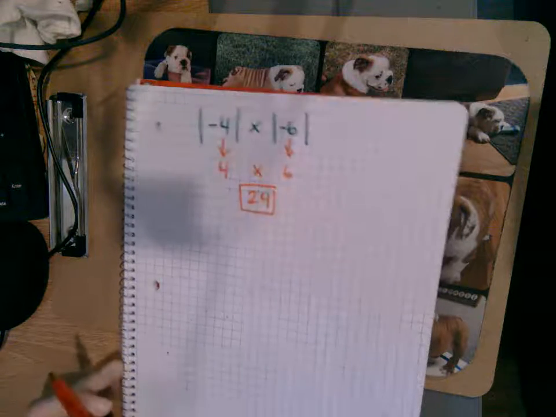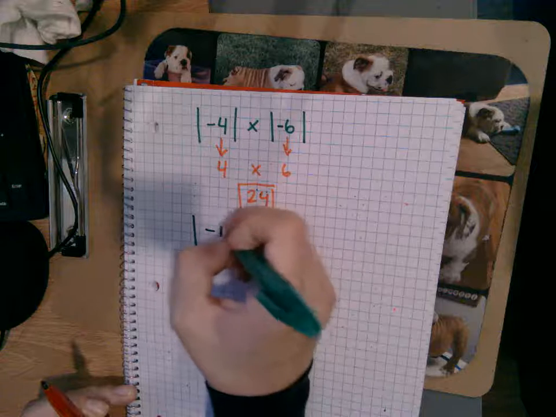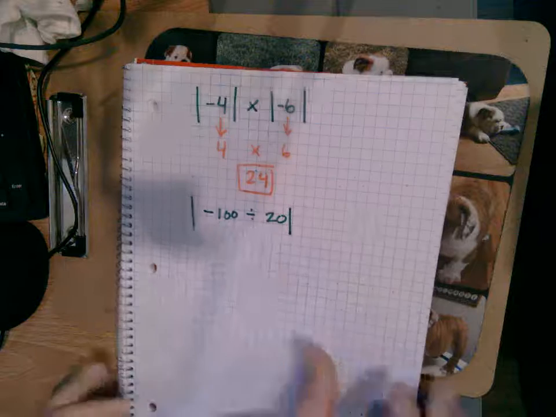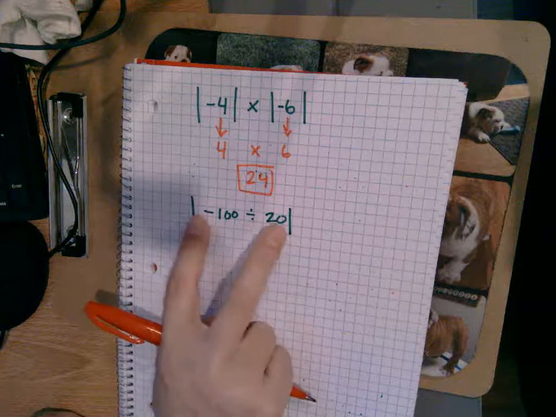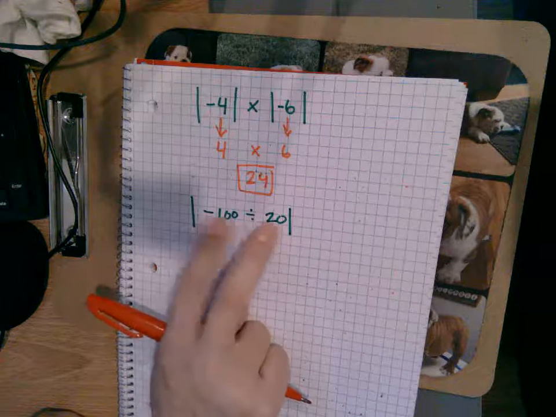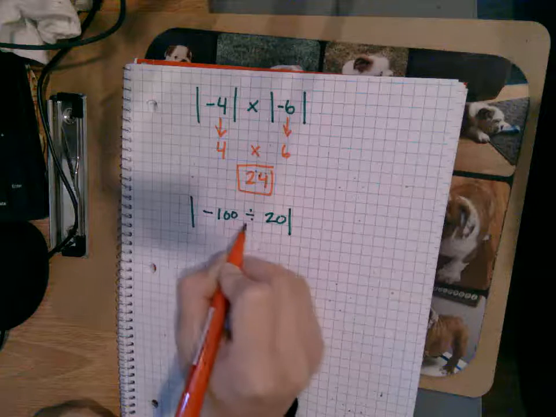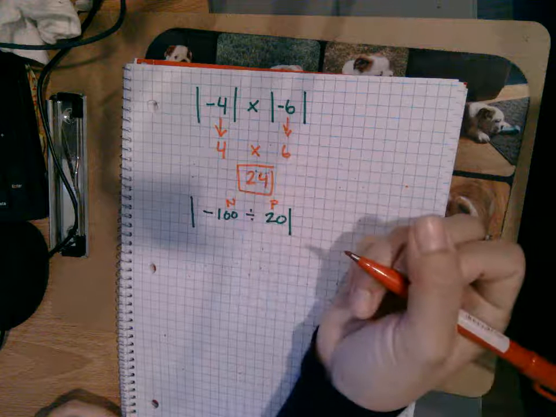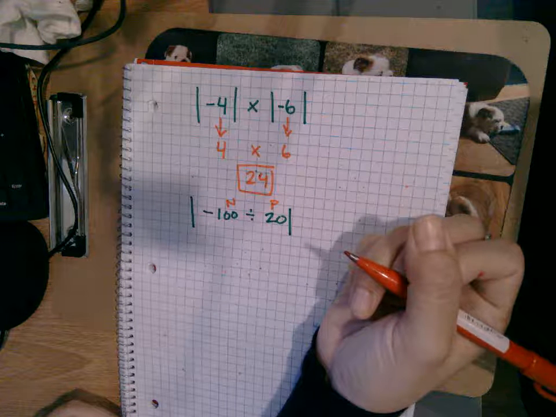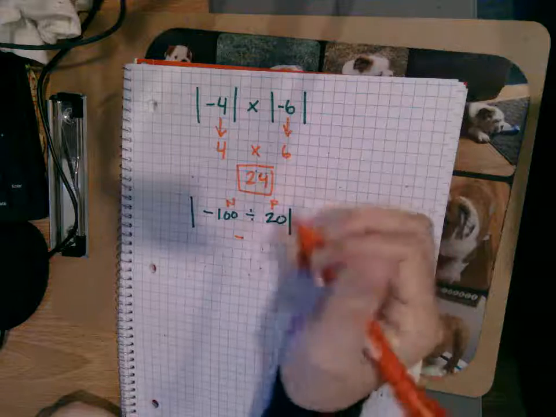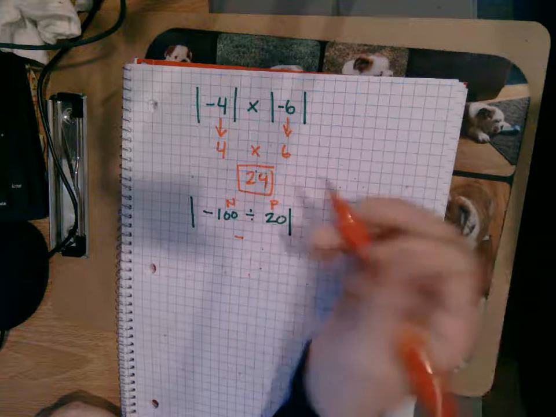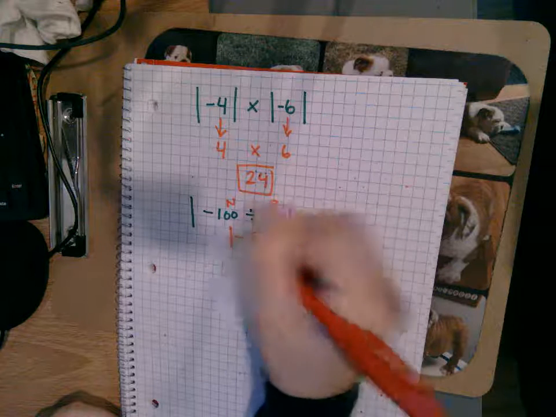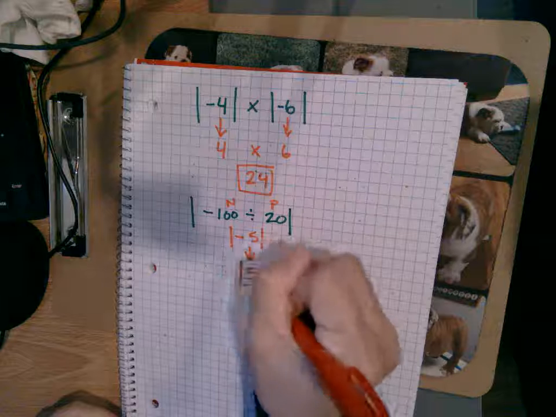It also works with division, which is what we learned on Thursday with the sub, right? So here I have a division problem and it's grouped together. They're not individual bars, they're grouped together. What is negative 100 divided by 20? What's a negative divided by a positive? Negative. Okay, what's 100 divided by 20? 5. So negative 100 divided by 20 is negative 5, and we take that out of the bars and end up with 5.